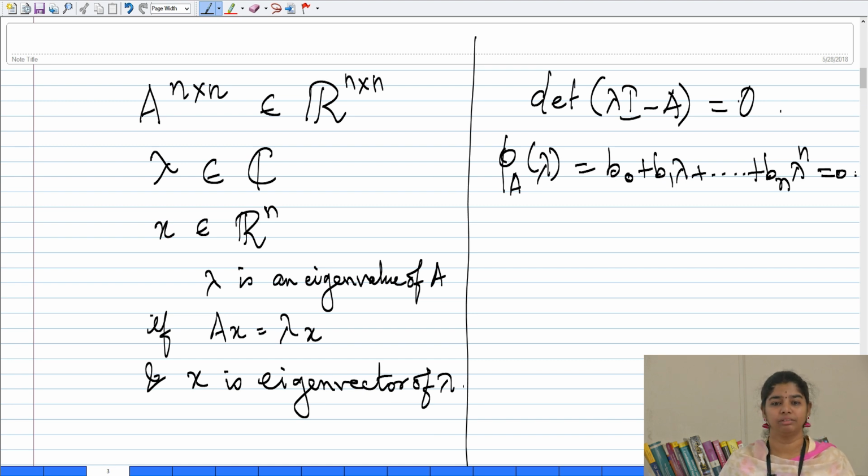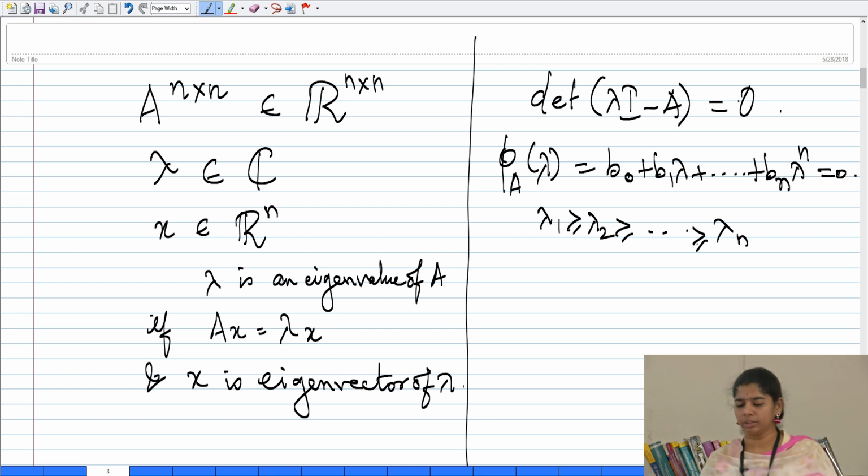Depends on the polynomial, right? Need not be. So these are some basic points that we should be clear about. Let me fix the notation again. We will represent all the eigenvalues in decreasing order, lambda 1 greater than or equal to lambda 2 and so on up to lambda n. I have given greater than or equal to just to make sure that they could be distinct or repeated also, but we include everything in here. So there are n eigenvalues possible.